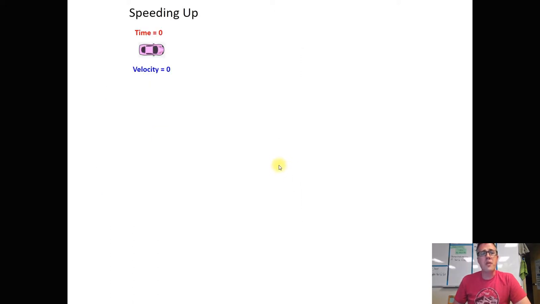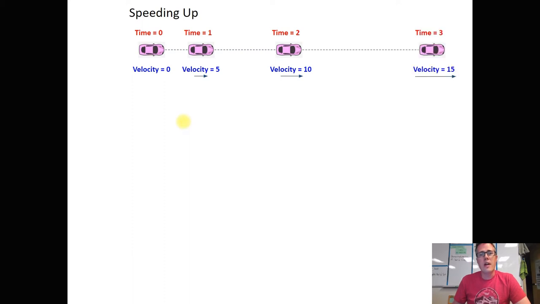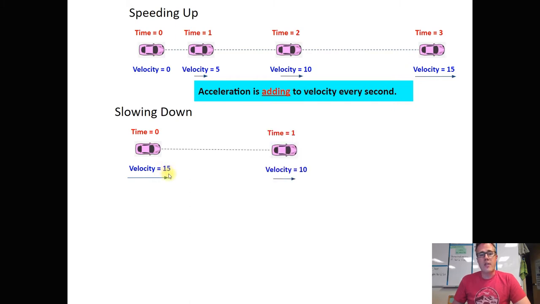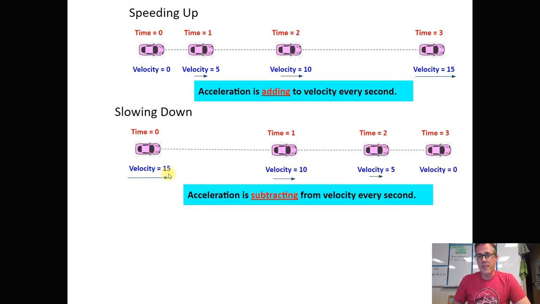So for a visual of these three types, let's say that you've got a car that's just sitting still, and as you go on in time, its velocity is getting faster and faster, and therefore it's covering more ground. This is speeding up, or positive acceleration. Then there's also slowing down, where you're starting at a velocity that isn't zero, you're moving, and then that velocity shrinks and shrinks, and you're just taking away from the velocity every second.